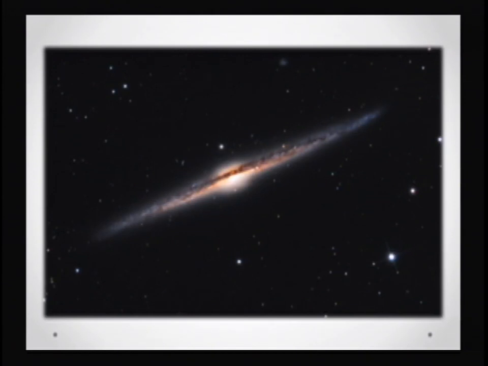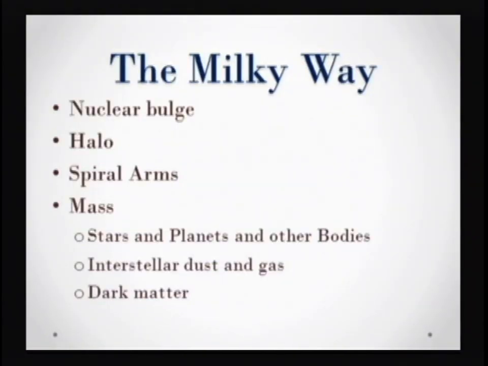I want you to pay attention to those spiral arms that you see represented because of all the gas and dust that's in them. That's what you see on what looks like a thin edge of the plate. And then you see the core, that nuclear bulge. All the stars that you see in the picture are stars within our galaxy. So let's talk about the parts of the Milky Way. There's a nuclear bulge, the halo, the spiral arms, and then you have the mass that's within the Milky Way. That includes the stars, the planets, and other bodies, all that other stuff that we have out there. Then, of course, the interstellar gas and dust. And then this dark matter that we talked about yesterday or the last session.